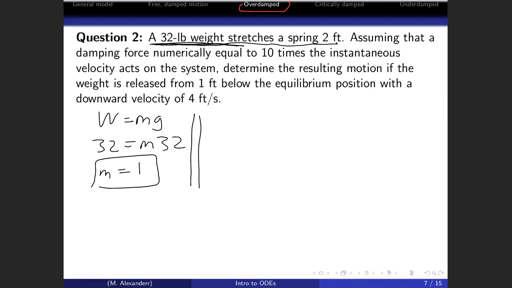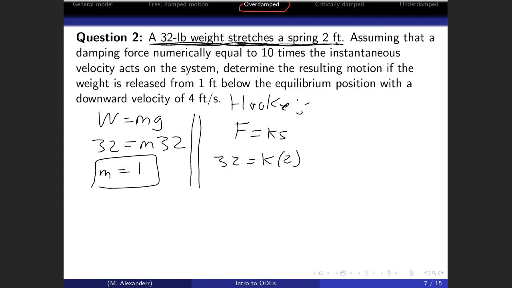Now let's look at the second part of the sentence that we have underlined. We are saying that a 32-pound weight stretches the spring by 2 feet. And so now we're going to use Hooke's law. Hooke's law tells us that the force that the mass does on the spring is going to be equal to Ks. So this is the force that the mass does on the spring. And so the force is equal to 32-pound force. And then S is the stretching amount, and this has been stretched by an amount of 2 feet.